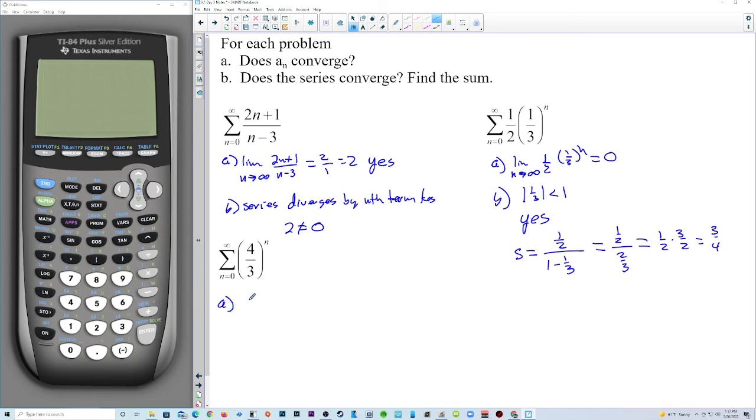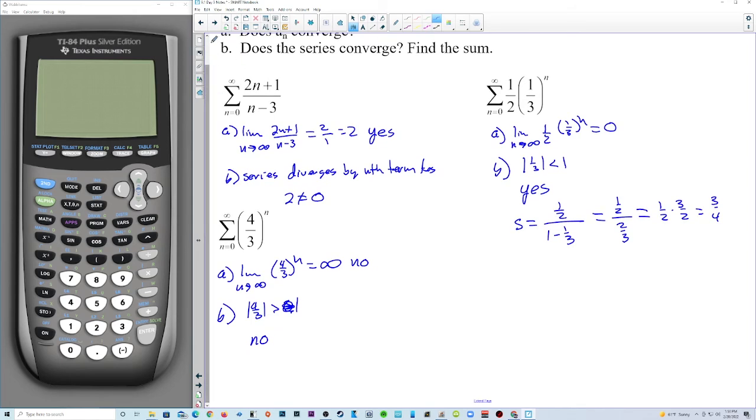A, does a sub n converge? We have the limit as n approaches infinity of (4/3) to the n. Well, the top is winning the race to infinity, so no. B, does the series converge? The absolute value of 4/3 is greater than 1. Oh, and I wrote 0. Greater than 1, so no. That's a divergent geometric series.